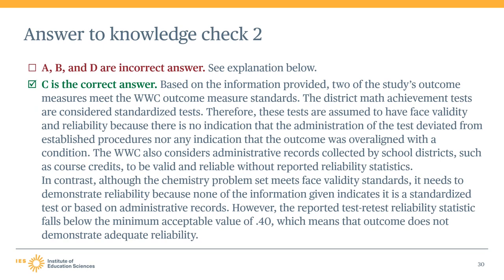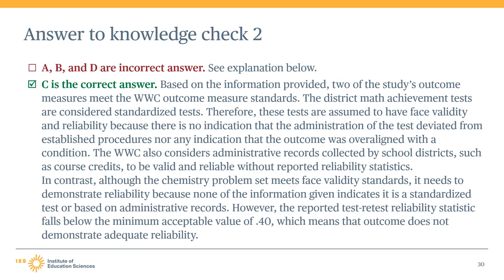The district math achievement test is considered a standardized test that is presumed to have face validity and reliability, since there is no indication that the administration of this test deviated from established procedures, nor any indication that the outcome was overaligned with condition. The WWC also considers administrative records collected by school districts, such as course credits, to be valid and reliable without reported reliability statistics.